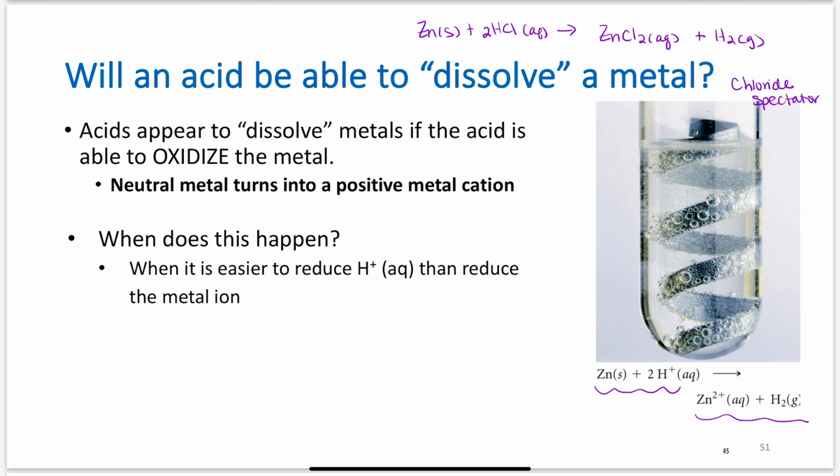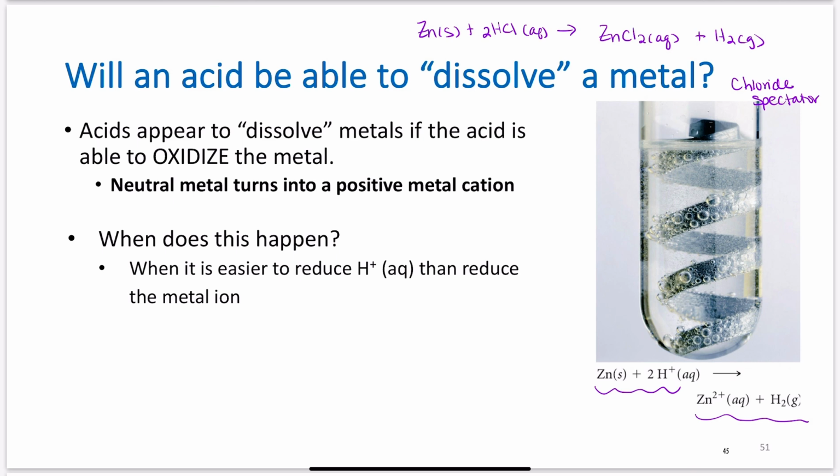So acids will appear to dissolve the metal if the acid is able to oxidize that metal. Meaning, if the acid is more willing to be reduced than the metal is. Neutral metals turn into a positive metal cation. Another example we see is magnesium metal dissolving in hydrochloric acid. It's a common experiment done across a lot of schools. They do a Hess's law experiment, a calorimetry experiment, and magnesium metal with hydrochloric acid forming magnesium chloride and H2 gas is a common reaction.